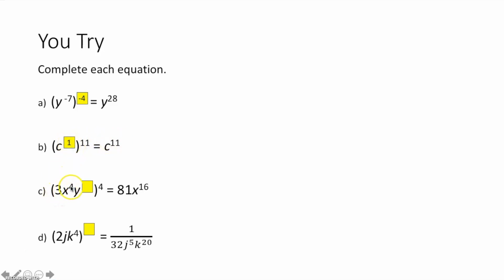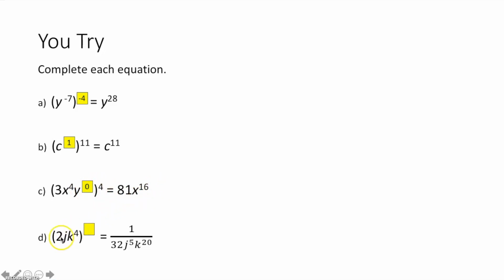Here we have 3x to the 4th, y to some power, all raised to the 4th power equals 81x to the 16th power. The question is, what does the exponent of y have to equal? Well, here you can see that this is all being raised to the 4th power, so that makes sense. 3 to the 4th is 81. X to the 4th raised to the 4th, you multiply those together, you get x to the 16th. But y isn't even there, which means y must be 1. So y to what power equals 1? That's the 0 power. So y to the 0 power turns this into 1, and then it doesn't even matter, right? 0 times 4 is still 0, so that's why it's not there.